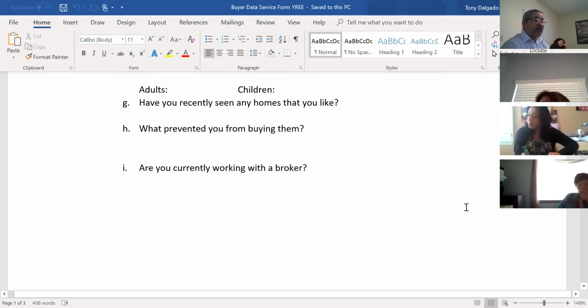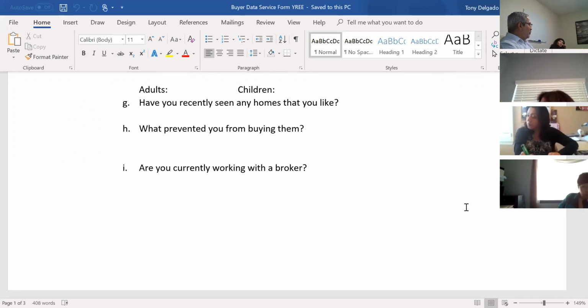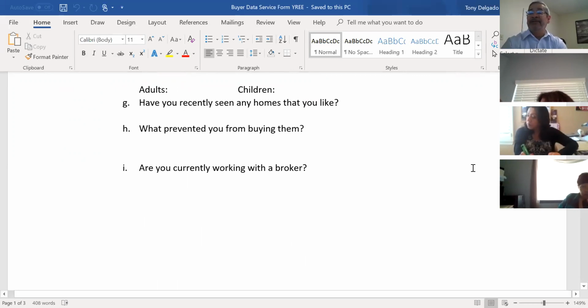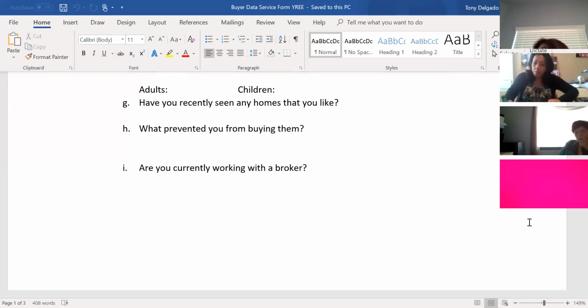Letter G. Have you recently seen any homes that you liked? The next question: why didn't you buy it? Just find out where they're at. Sometimes these little bit pointed questions, guys, we've got to ask them. And somehow they seem a lot easier to ask when you're just reading them off a piece of paper.